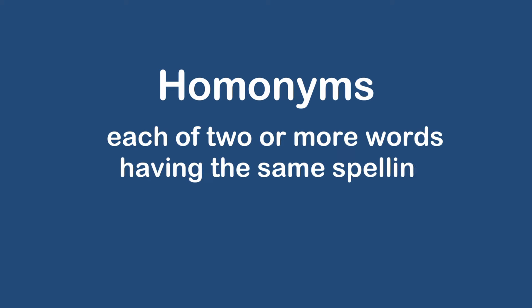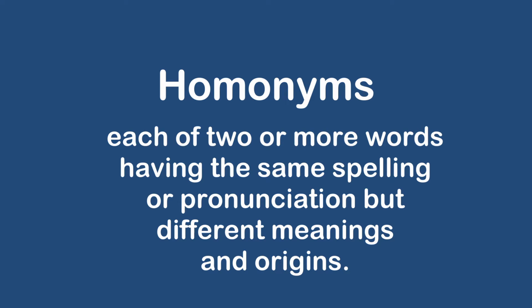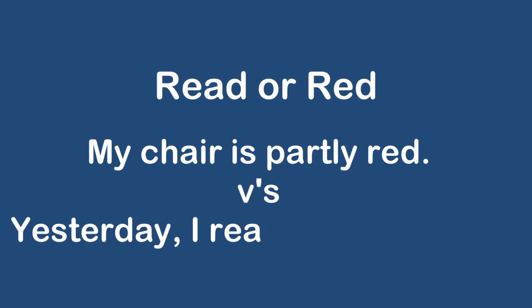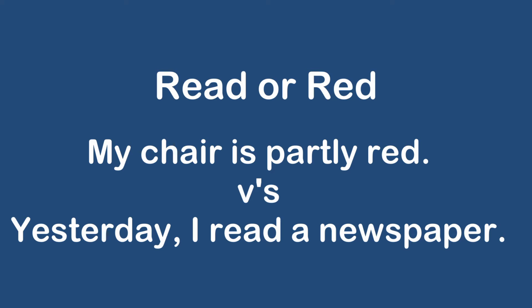Defined, a homonym is two or more words that can have the same spelling or pronunciation, but the meaning is different. Let's have a look now at some examples of a homonym word. Let's start with the word red. My chair is partly red. Yesterday I read a newspaper. Read in this context is the past tense of the verb read, meaning that the newspaper was read at the time in the past.